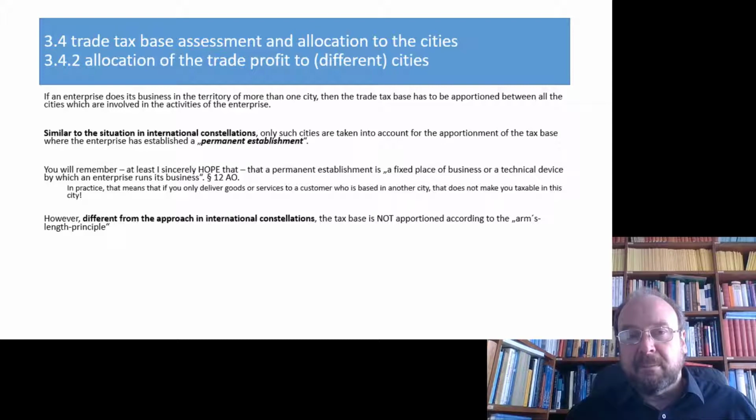Now the parallelism ends here. In contrast to what happens in an international context, the trade tax base is not calculated for each city according to such a kind of arm's length principle, as if they had done services and deliveries for each other for market prices.